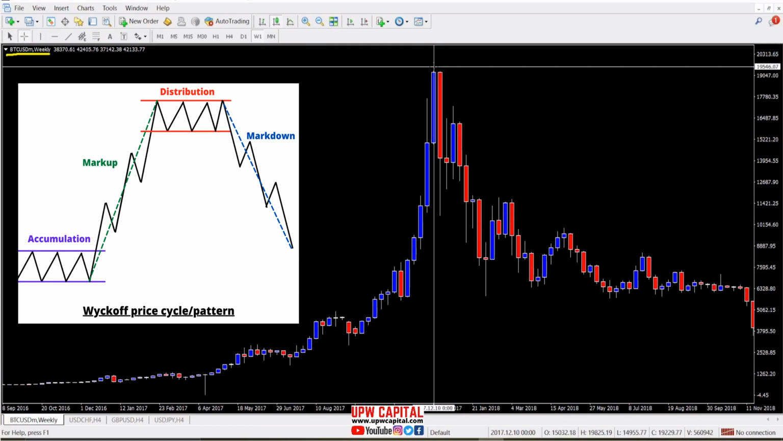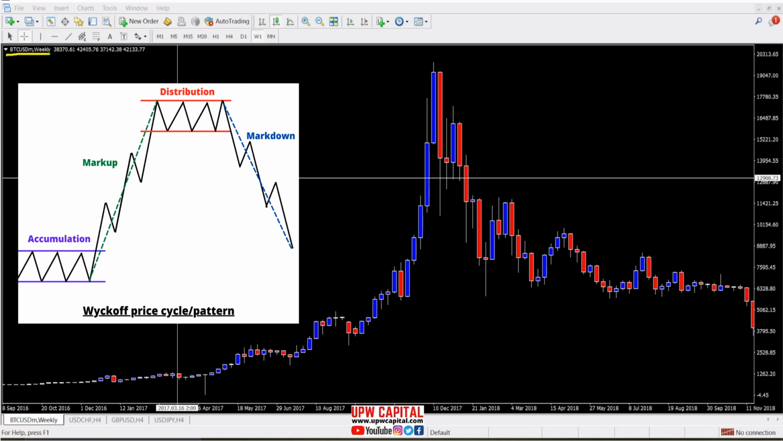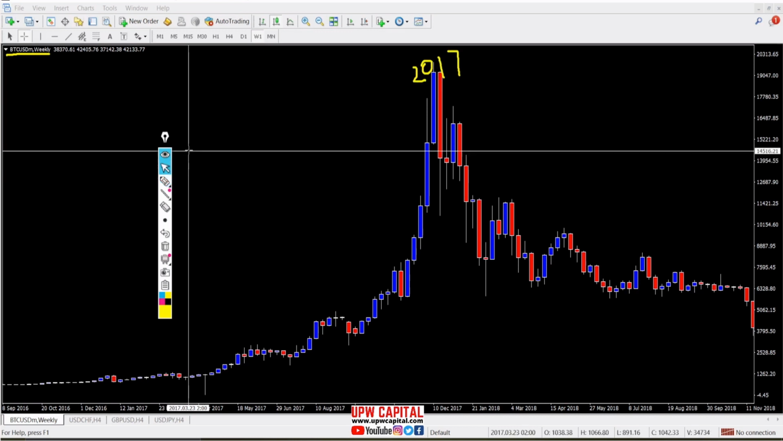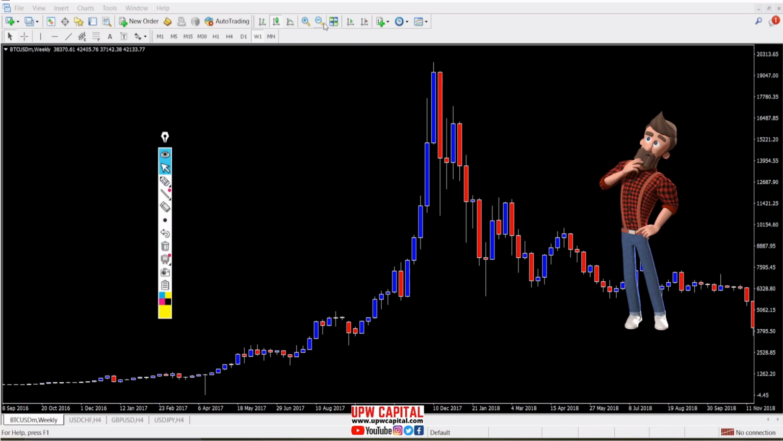We can also say price is in a tight range or builds up. The trend then changes to downward, which is known as the markdown process. We are around the 2017 price level or areas. This is a well-visible peak that price made in 2017. Can you already see that our Bitcoin chart has a similar pattern to the Wyckoff theory?